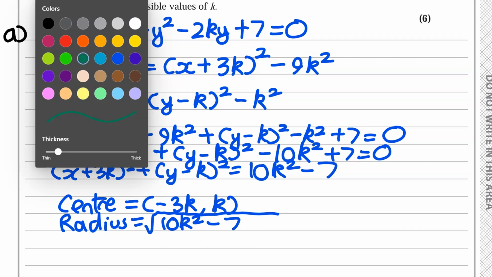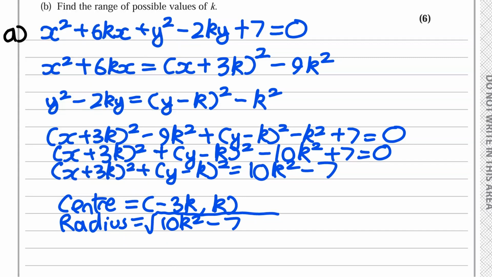So this is worth 3 marks. You get the first one for getting it into this completed square format, the second one for getting the center, and the third one for getting the radius.